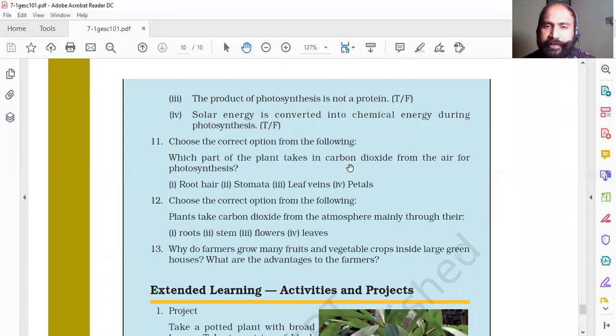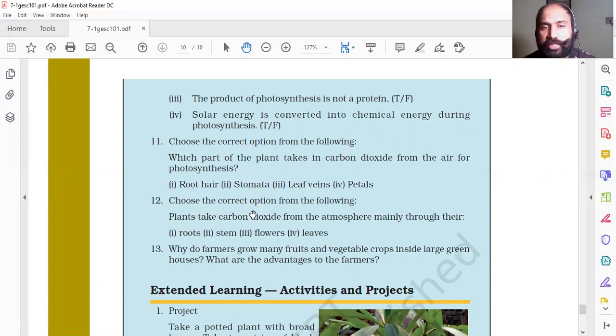Choose the correct option from the following. Which part of the plant takes in carbon dioxide from the air for photosynthesis? Your leaf. But here the leaf option is not there. Leaf veins are there, petals are there, root hair is there, and stomata. Stomata are present on leaves. So stomata is the correct answer. Stomata is the structure which takes in carbon dioxide and releases oxygen, right?